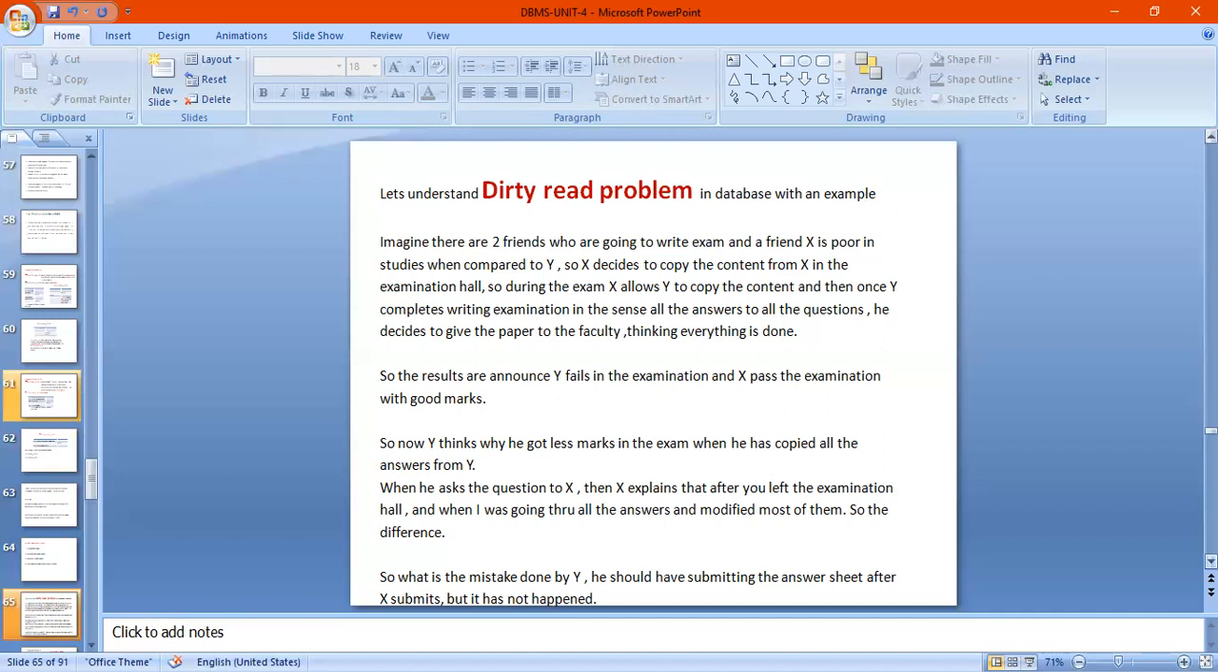So now Y thinks why he got less marks in the exam when he copied all the answers from X only. When he asks the question to X, X explains that after you left the examination hall, I went through all the answers and modified most of them, so the difference. So what is the mistake done by Y? He should have submitted the answer sheet after X submits. Then this will not happen.